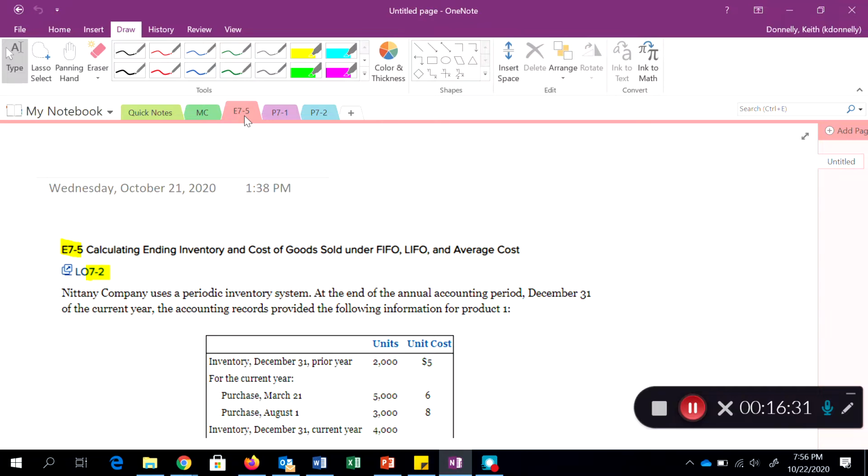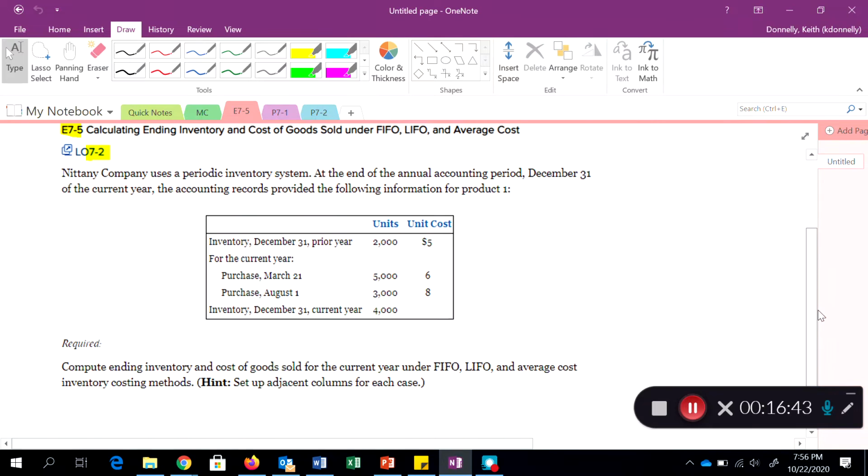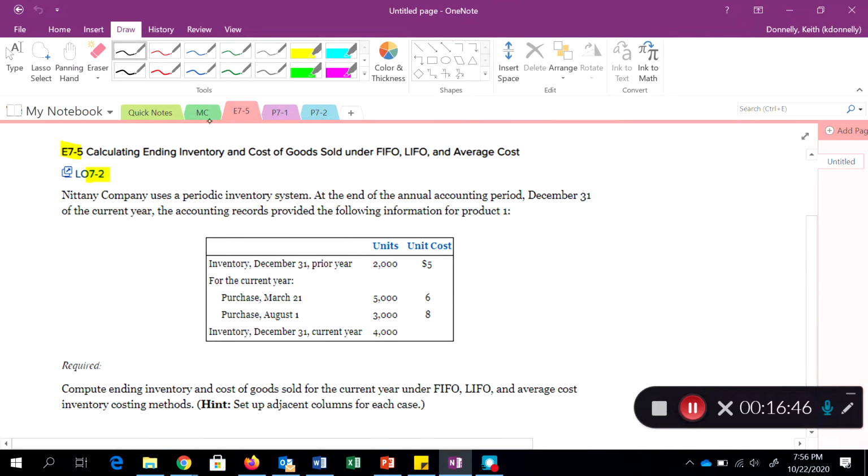So let's look here at example 7.5. What they want here is ending inventory and cost of goods sold for FIFO, LIFO, and average cost. And they're giving us some facts. It looks like we have our beginning inventory at the beginning of the year, we have our ending inventory at the end of the year, and we made some purchases.